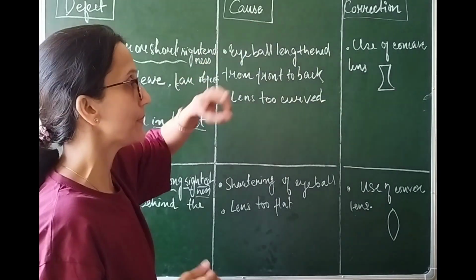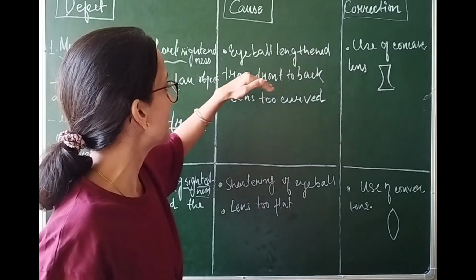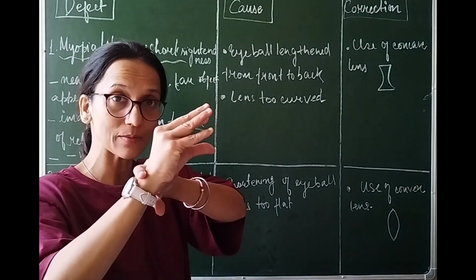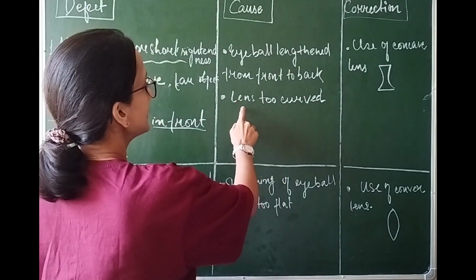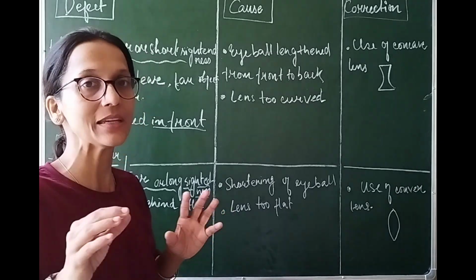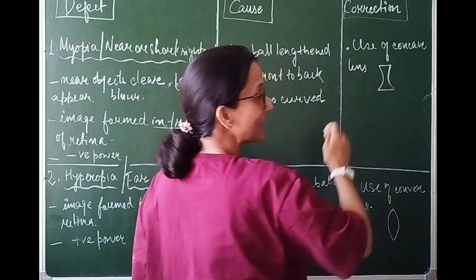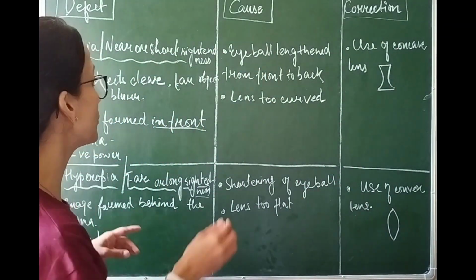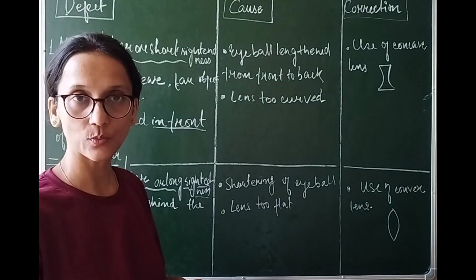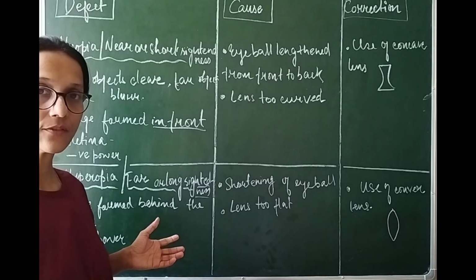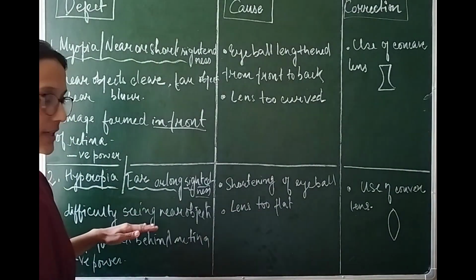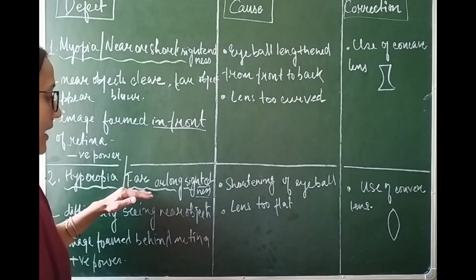Now the cause can be two. One is the eyeball is lengthened from front to back. So if this is the eyeball, imagine if it becomes like this, lengthened from front to back. Second, the lens can be too curved. Under such conditions you will have this defect, but this can be easily corrected by use of a concave or a diverging lens, as a result of which the image will form directly on the retina. This is a very common defect that we see, and people who suffer from this defect have power which is denoted as negative power.